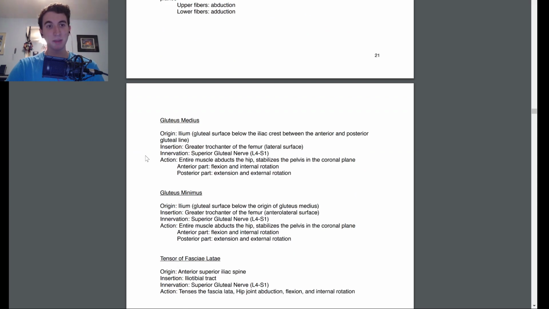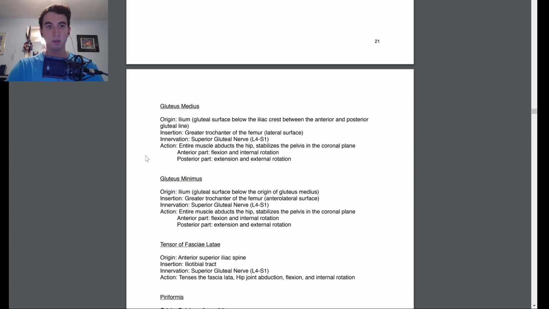The gluteus medius. It originates at the ilium, the gluteal surface below the iliac crest between the anterior and posterior gluteal line. It inserts at the greater trochanter of the femur, the lateral surface. Innervation is caused by the superior gluteal nerve coming from L4 to S1.